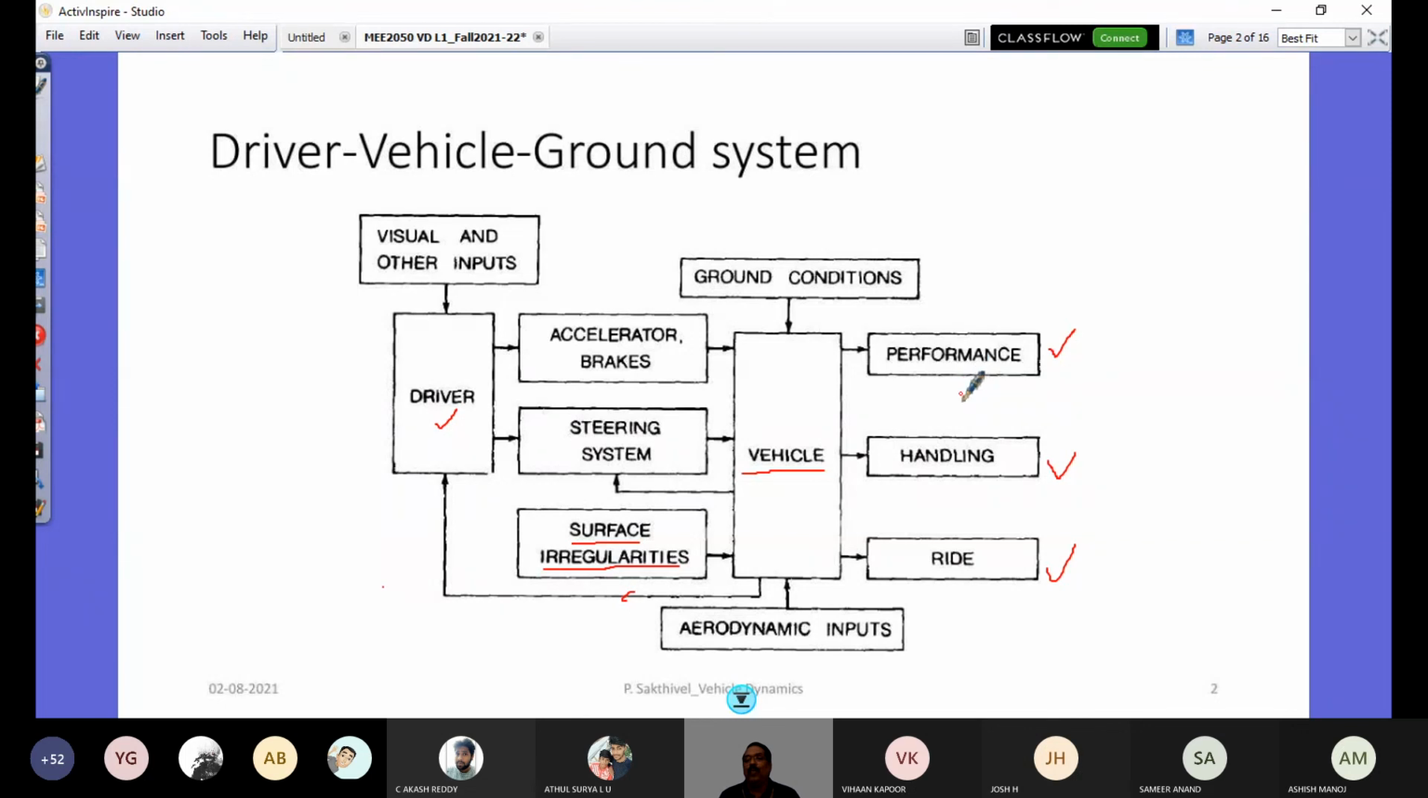So you may have to study engine characteristics. You have to study transmission characteristics. You have to look at how the brake system works. What are the control strategies that go into the brake system, called anti-lock brake system. There are traction control systems. So such kind of things are to be studied in the performance aspect in our course.